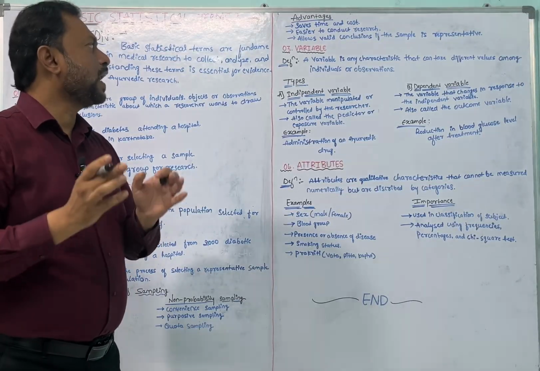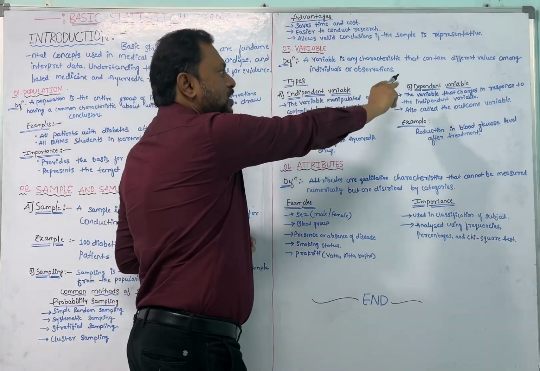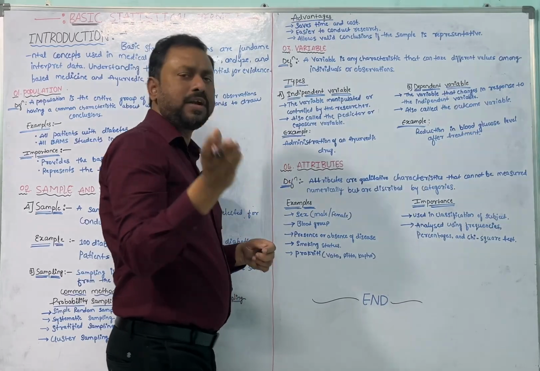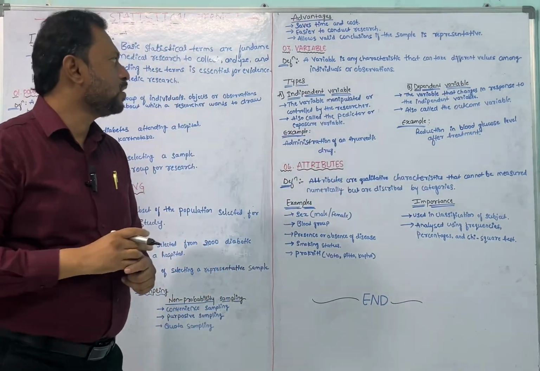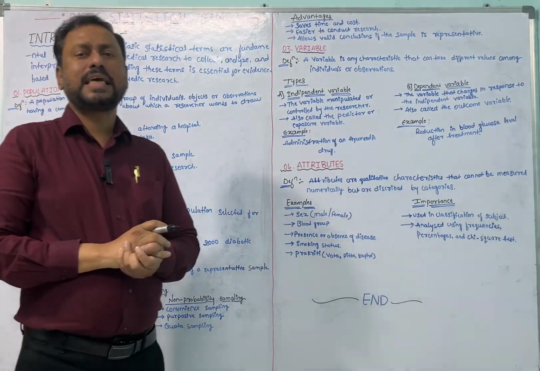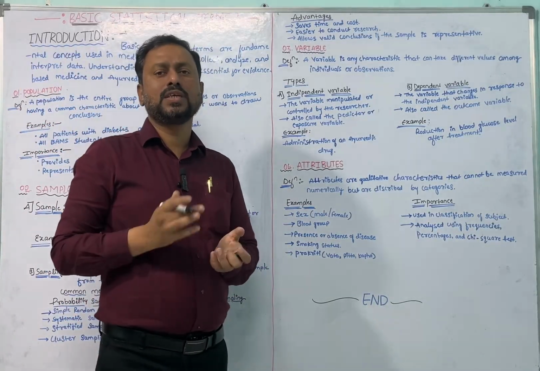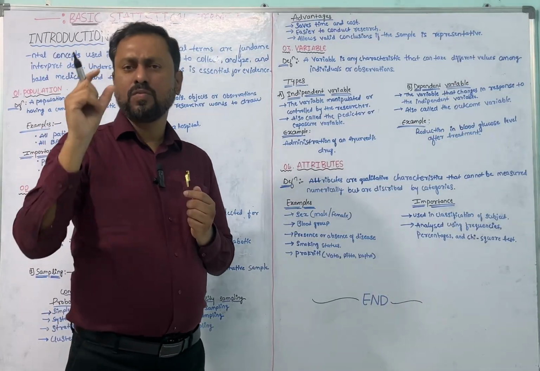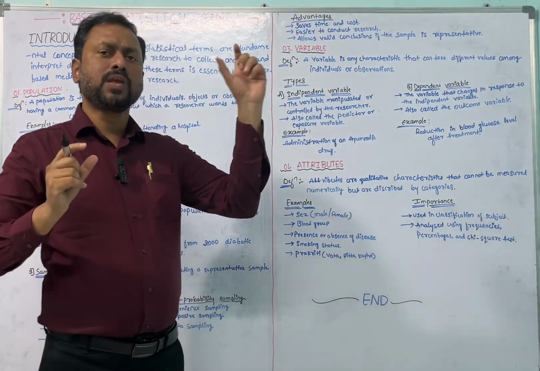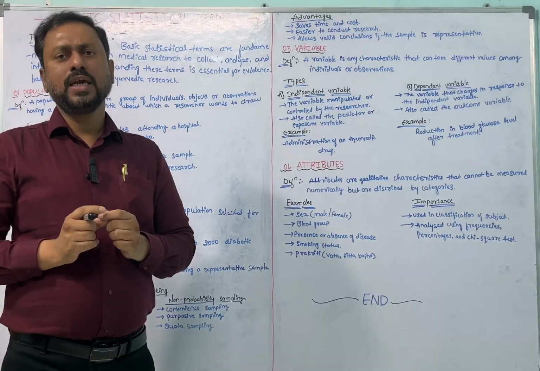A variable is any characteristic that can differ in values among individuals or observations; that is called a variable. Now, it has two types. One is called an independent variable, and the second is a dependent variable. In research, the independent variable is called the cause, and the dependent variable is called the effect.